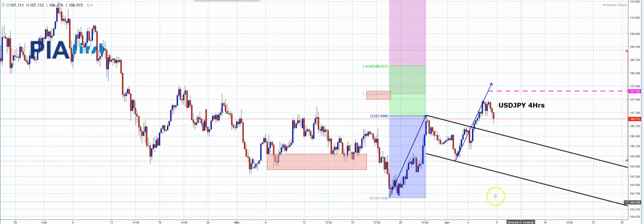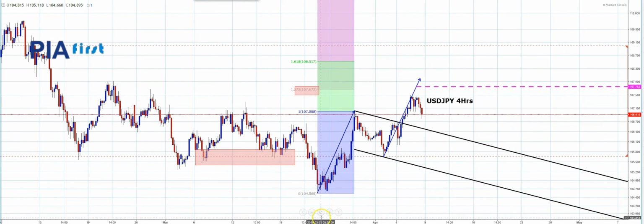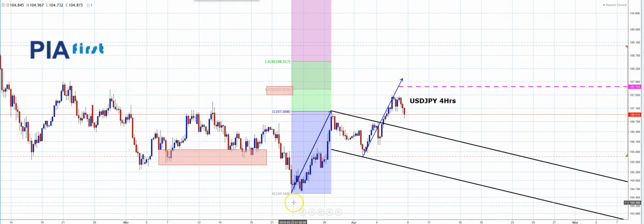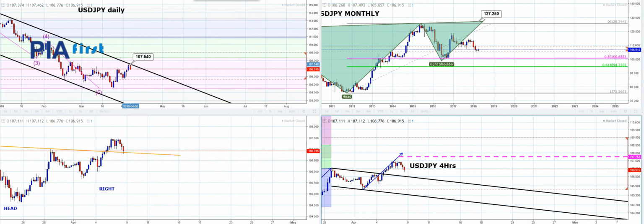And in fact, if we look at this on a different outlook, an AB equals CD formation only takes this pair to 107.95. So really at the moment, dollar yen is sort of in no man's land, if you like, and the preferred trade over this week and going into next week is to buy into more sustained dips for this pair.